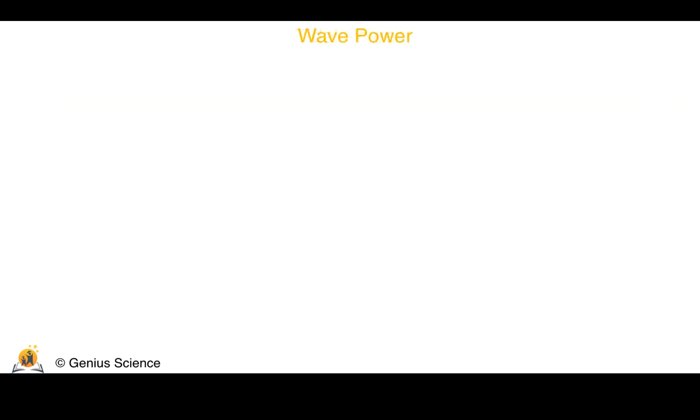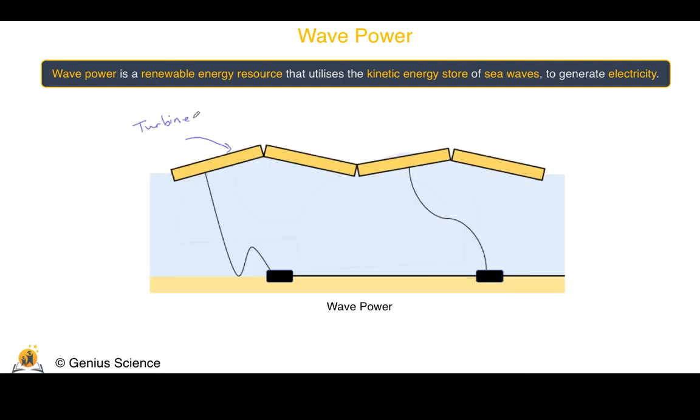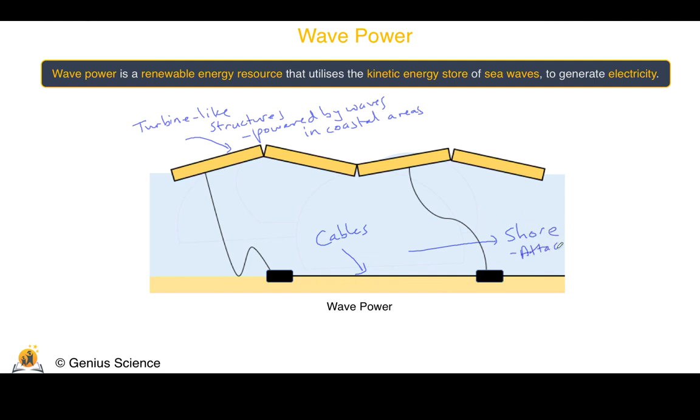Lastly, we have wave power. Wave power is a renewable energy resource that utilizes the kinetic energy store of sea waves to generate electricity. Floating turbine-like structures that are powered by waves are placed in coastal areas. These structures are linked to the shore via cables shown here. And these cables are attached to the local power grid.